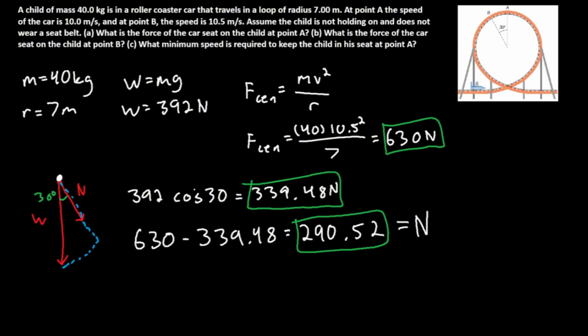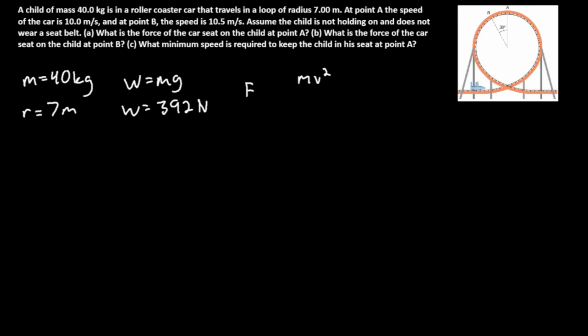So that is the required normal force in order to keep your guy in a spiral. Now, if you don't have these normal forces, your kid will literally just fall off. So let's not have that happen. Let's drive fast enough on the roller coaster.